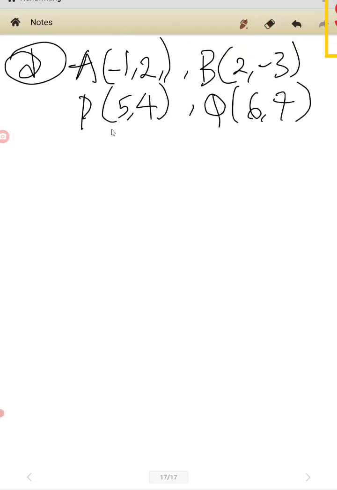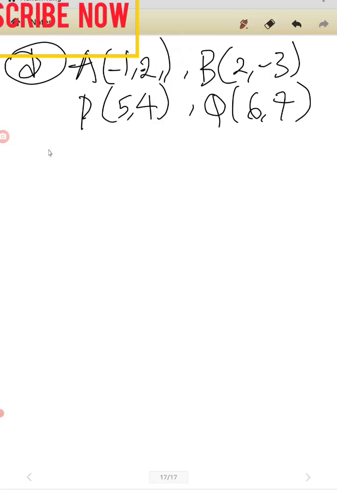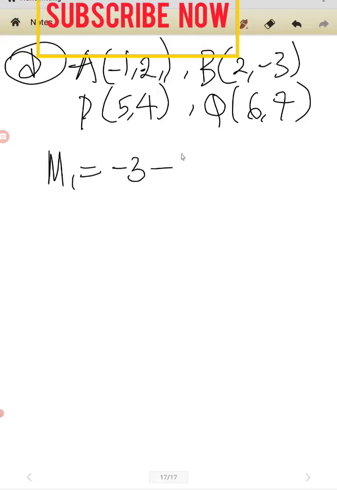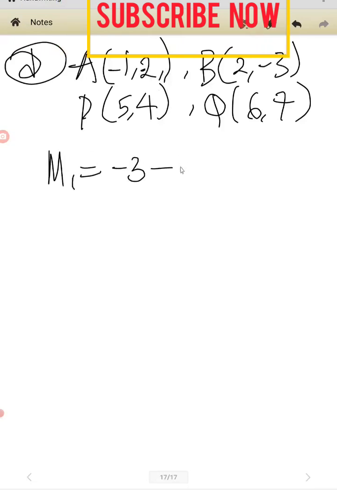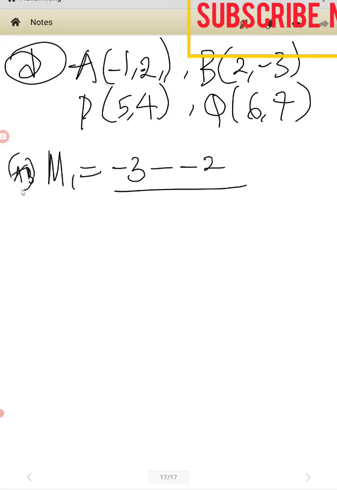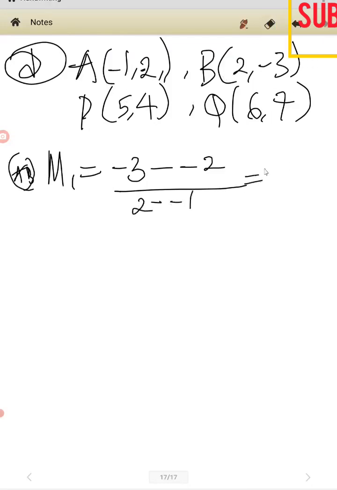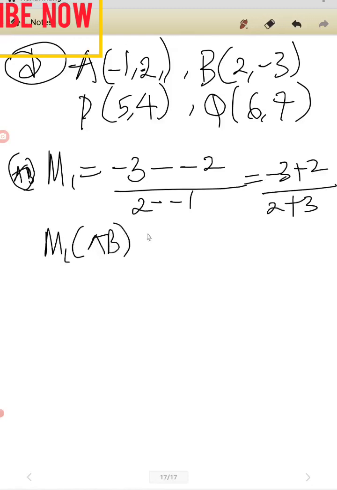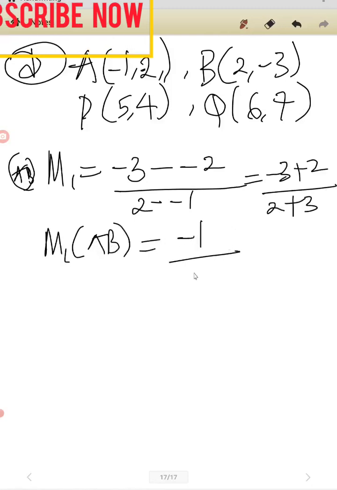So let's find this now. You have to consider finding the gradient. Our M1, which is Y2 minus Y1, that is minus 3 minus 2 all over, we are considering the AB now, 2 minus 1. So this gives us minus 3 plus 2 all over 2 plus 3. So M1 is minus 1 over 5.